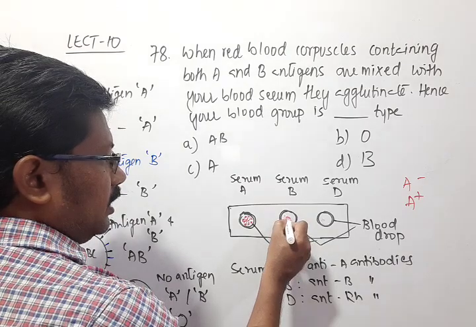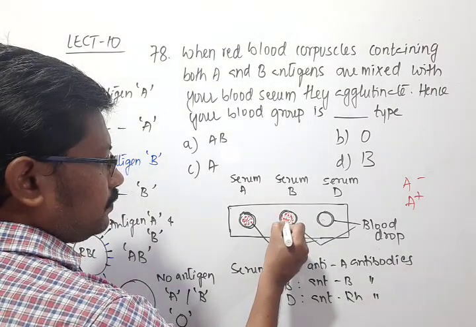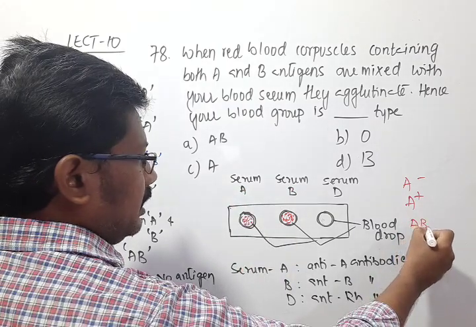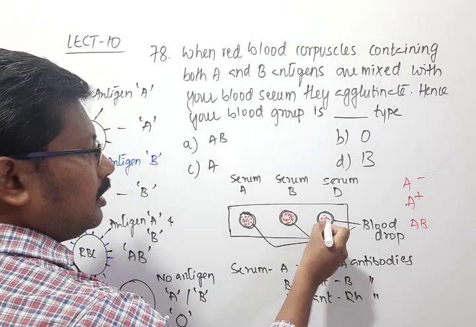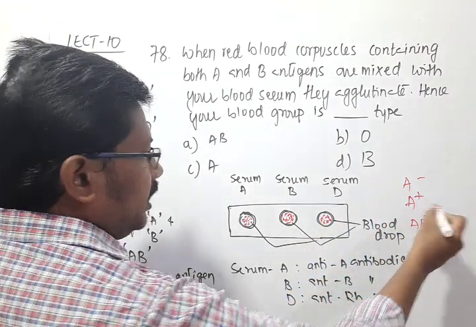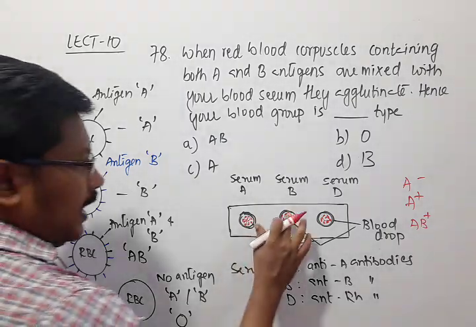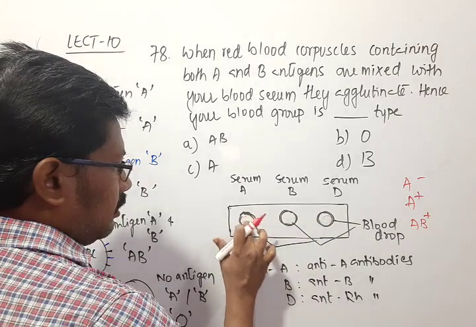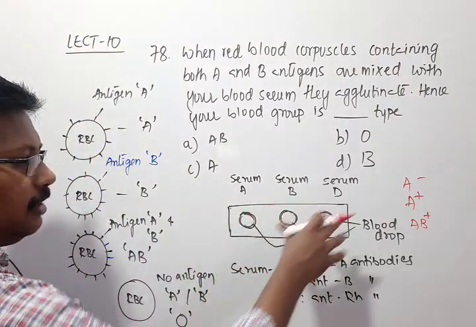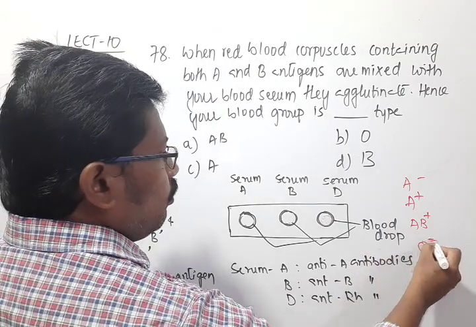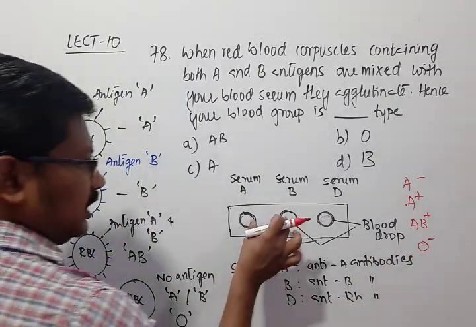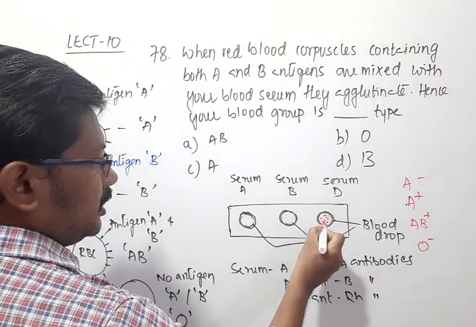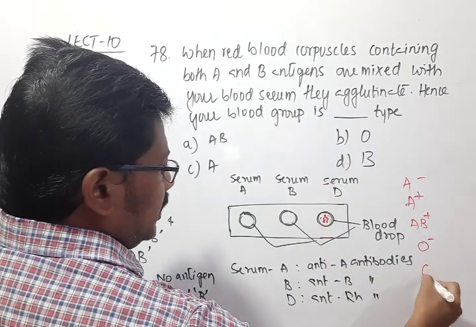And if you see clotting in A and in B, then the blood group will be AB. If you see clotting in all three, then it will be AB positive. And if no clotting or agglutination takes place in any of them, then it is O negative. If you don't see any agglutination in A and B, but agglutination takes place in D, then it is O positive.